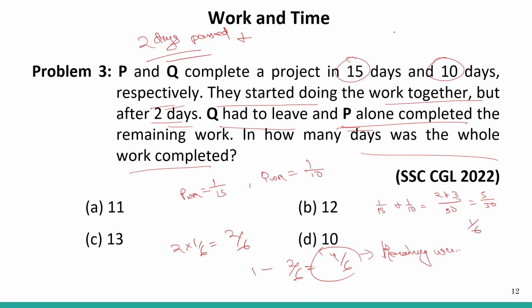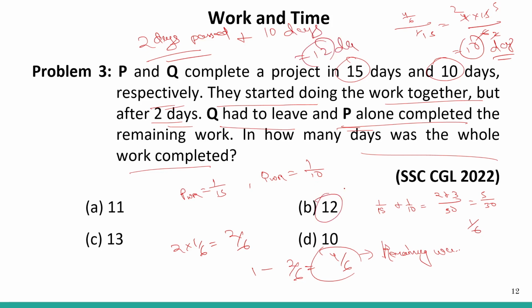Okay. So P's speed is 1 by 15. So 4 by 6 divided by 1 by 15 is equal to 4 into 15 by 6. By dividing by 3, this is 5, this is 2. So 2 into 5 is equal to 10 days. So 10 days it will take for P to complete the remaining work, and 2 days have passed. So 10 plus 2 is 12 days. So B is the only correct answer here.